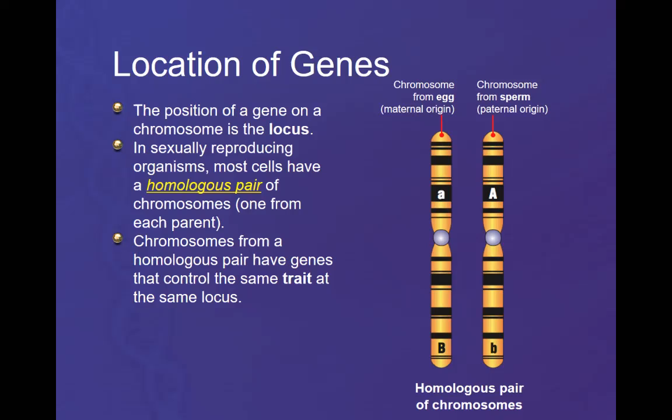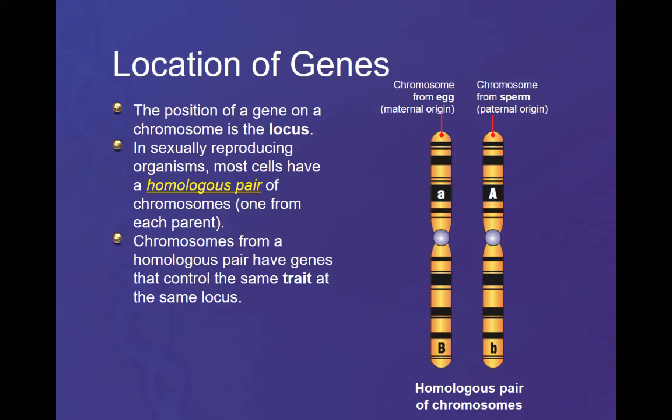However, the allele for that chromosome is not the same. The egg gives a recessive lowercase a, the sperm gives an uppercase dominant A. But notice that they're at the same position, and remember, we call that position the locus. In sexually reproducing organisms, when the sperm and the egg come together, you end up with two of the same chromosome, or a homologous pair, one from each parent.